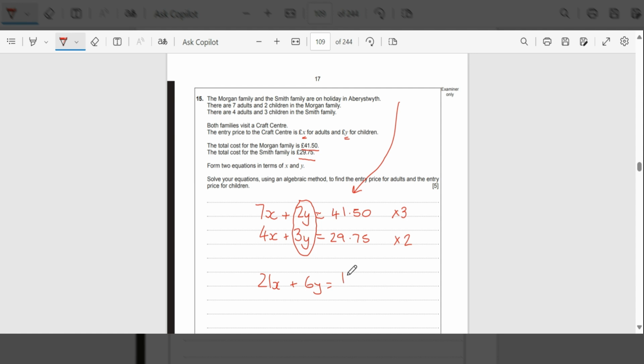So it's £124.50. Here we're doubling everything. Double that, double that. Oh, dear me, make me do that in my head. 58, 59.50, I believe.